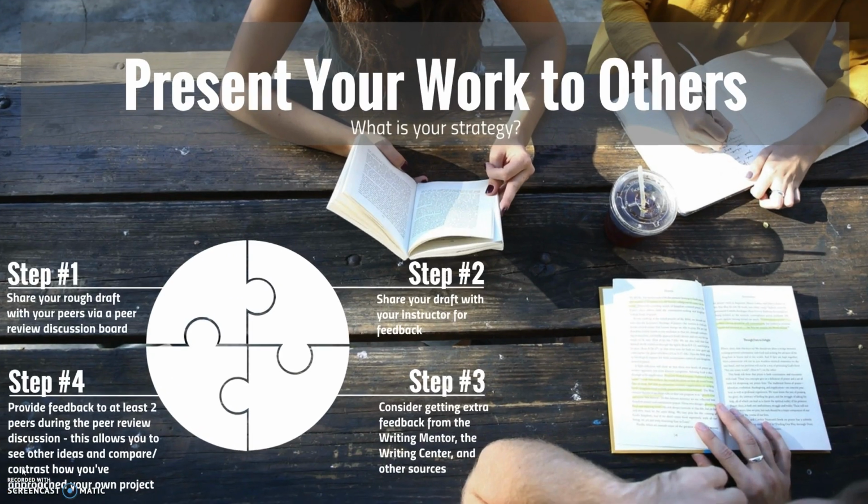This is when we will present our work to others. What is our strategy for doing this? First, we'll share our rough draft with our peers through the peer review discussion board. Then we will share our draft with the instructor. Next, we will also consider getting extra feedback from our writing mentor, the writing center, and other sources, friends, family, old instructors, and so on. And finally, we're going to provide feedback to at least 2 peers during each peer review discussion, which will allow us to see other ideas and compare and contrast how we've approached our own project.